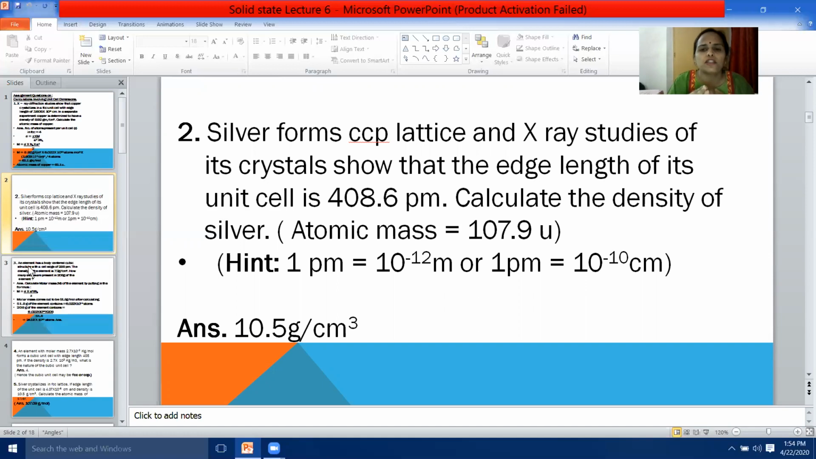And then we can put it in the formula of density. D equals Z into capital M, that is molar mass, upon a cube into Na. Na is Avogadro's number, and its value is taken as 6.022 into 10 raised to 23. On substituting, I have given you the answer. You should get the answer as 10.5 gram per centimeter cube. That is the solution, how you will be doing it.